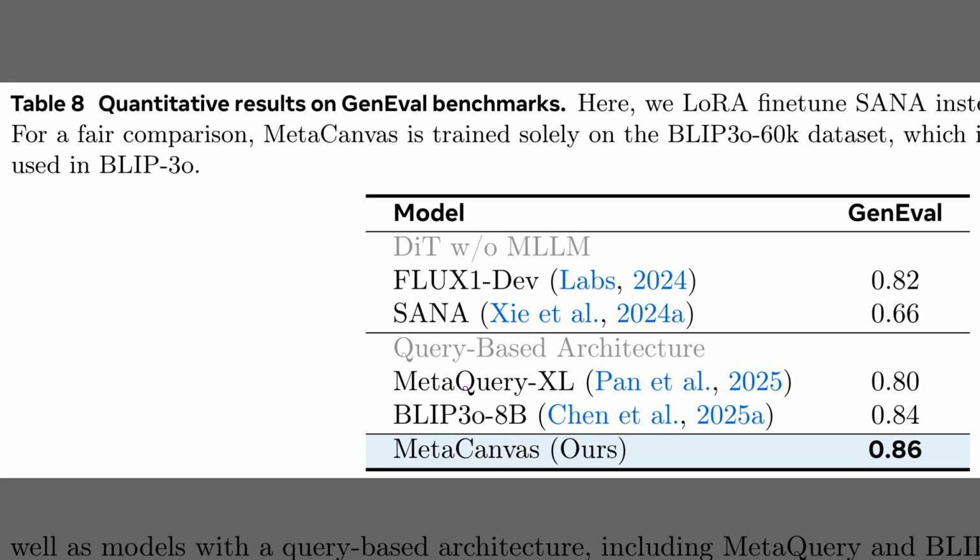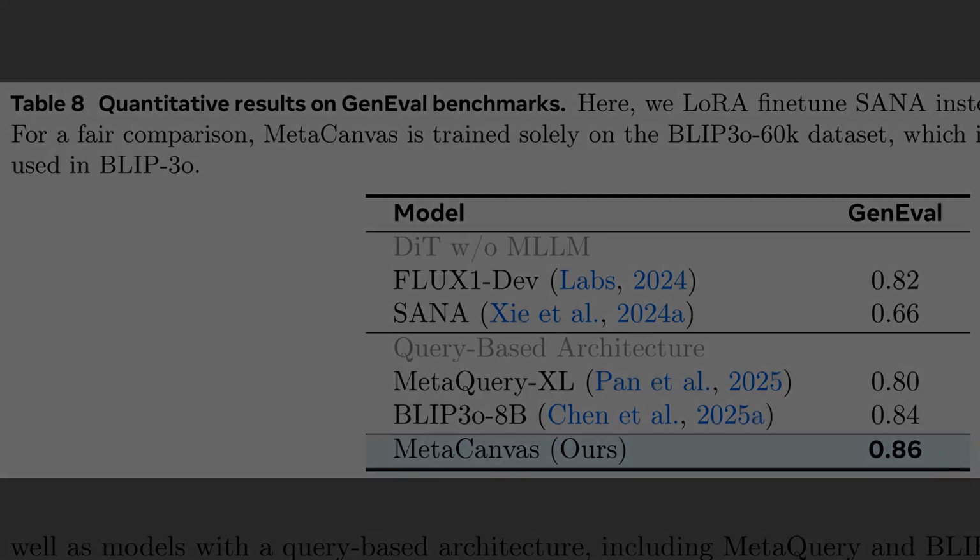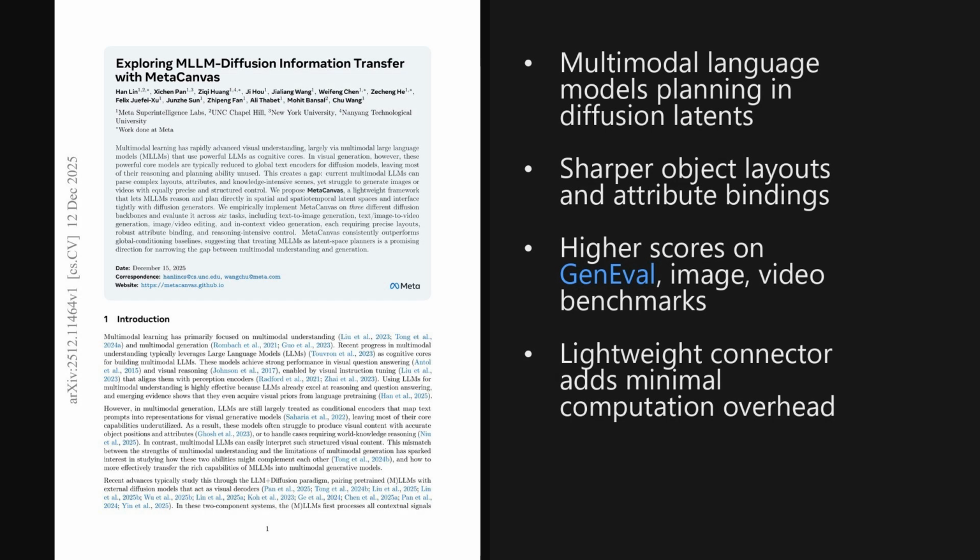Okay, after the broader image and video results, Table 8 isolates performance on the general eval compositional benchmark. The upper block lists diffusion transformers without multimodal language models, which reach scores around 0.66 to 0.82. The middle block shows query-based planners, which climb to about 0.84. The final highlighted row reports MetaCanvas at 0.86, so spatial canvas planning gives a clear but efficient boost over both families. MetaCanvas shows that treating multimodal large language models as latent space planners via canvas tokens in a tiny connector can reliably boost compositional control in both images and videos without heavy extra compute.